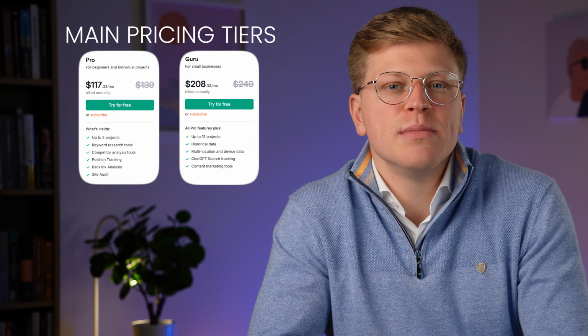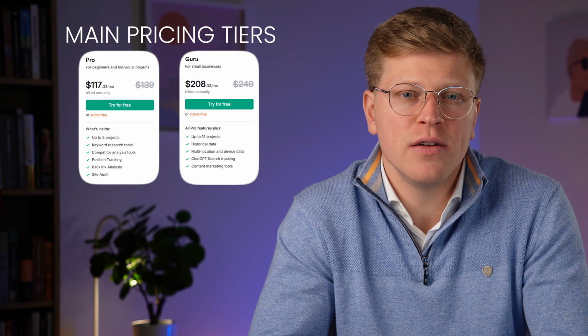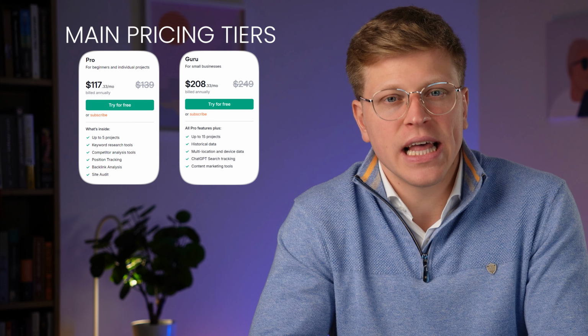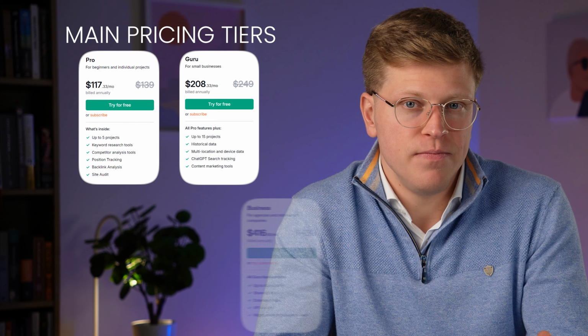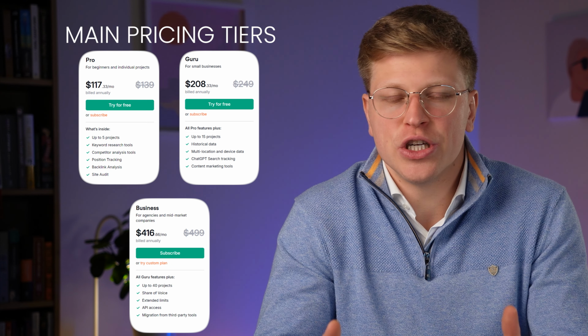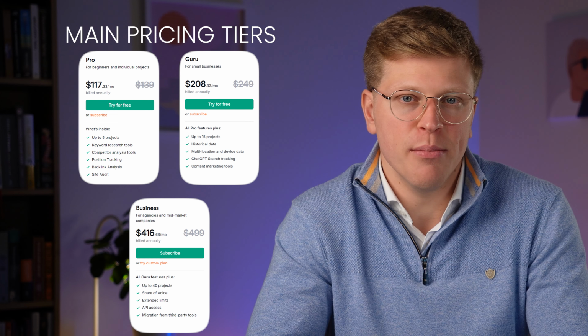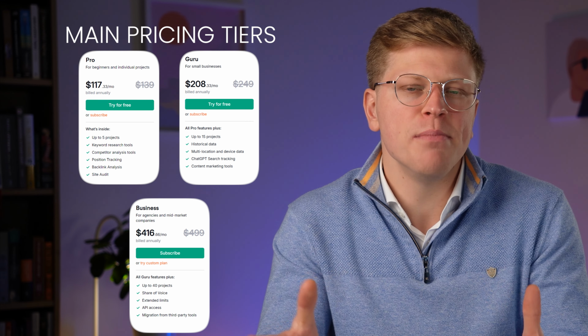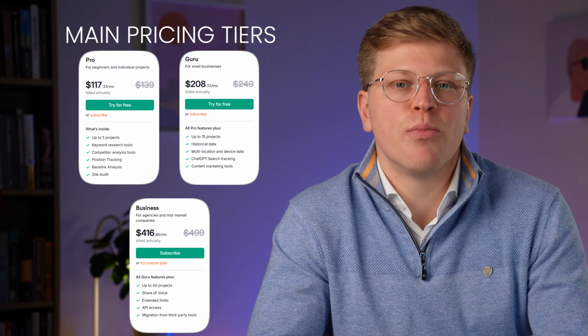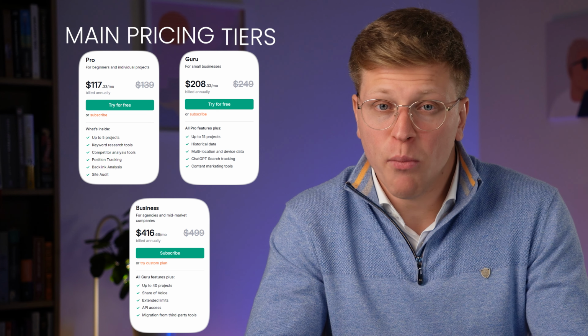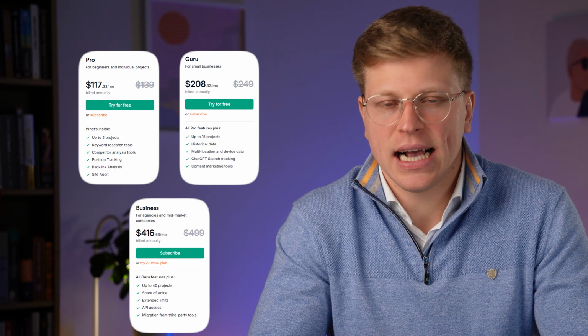The Guru plan comes in at $208 a month and unlocks extra features like historical data and support for up to 15 projects. Then you've got the Business plan, which is $416 a month. That's for agencies or companies managing lots of clients or websites. You get support for up to 40 projects, more limits, and an API access.